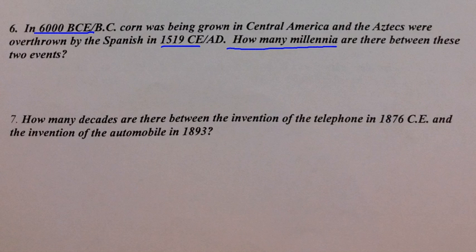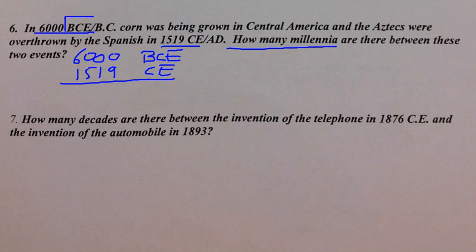So we have 6000 BCE as event A, and then we have 1519 CE. Okay, now we have to decide, do we add or subtract? We look at the labels and we see that we have different ones. So we are going to add, then we're going to subtract 1 to correct for the fact that there was no year 0. Okay, we're going to add.